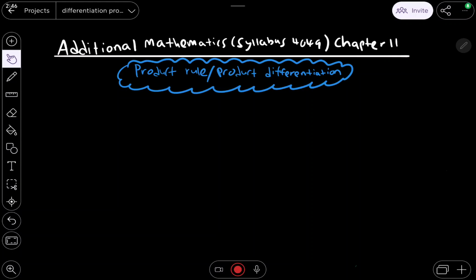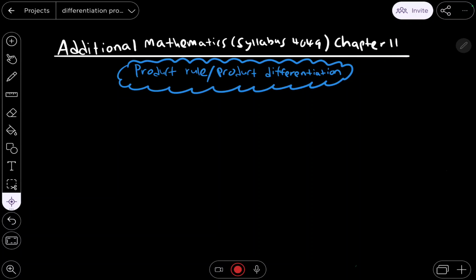Alright, welcome back to Additional Mathematics Syllabus 4049. We are looking at Chapter 11 of our textbooks, which is on differentiation. And today we are going to learn another method to do differentiation questions, which is also known as product rule or product differentiation, the one in blue here.